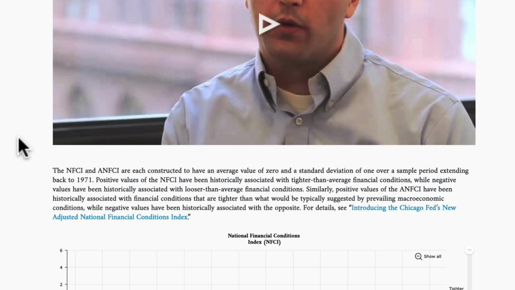Okay, so we have seen the National Financial Conditions Index and the adjusted, that's what the A is for here, the adjusted index in past videos, so I'm not going to go over it, but we'll read a couple of sentences here so that we understand what we're reading. Each constructed to have an average value of 0 and a standard deviation of 1 over a sample period extending back to 1971. So in other words, it is displayed as a standard normal distribution. Positive values of the index have been historically associated with tighter than average financial conditions, while negative values have been historically associated with looser than average financial conditions.